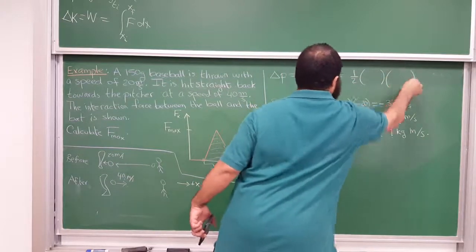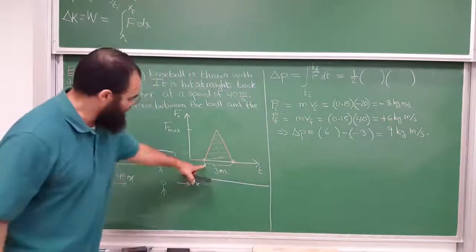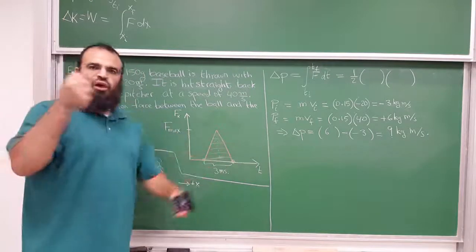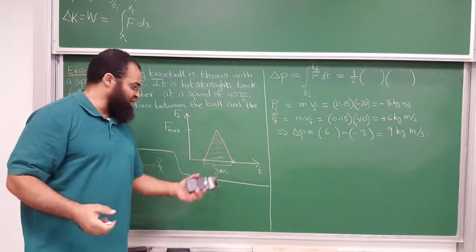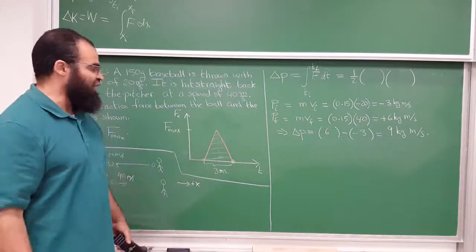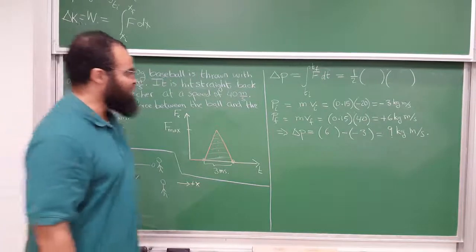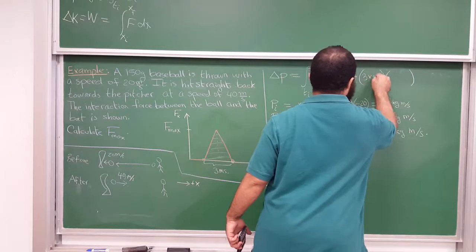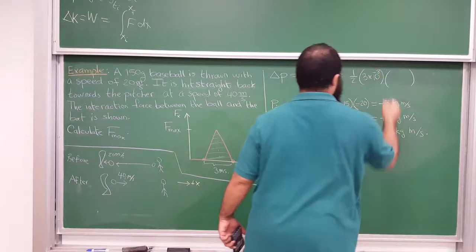times the height. The base is 3, and the time here is milliseconds. Because remember, when you hit the ball, it will not last for 3 seconds. It will be very quick. It will hit and come back. So that's apparently about 3 milliseconds. That's a reasonable number. So 3 milliseconds, that's the base. But 3 milliseconds is 3 times 10 to the minus 3. Milli is 10 to the minus 3.